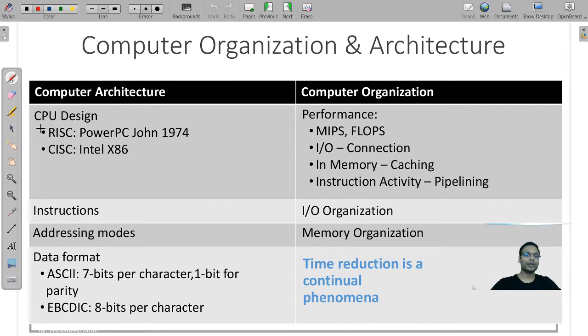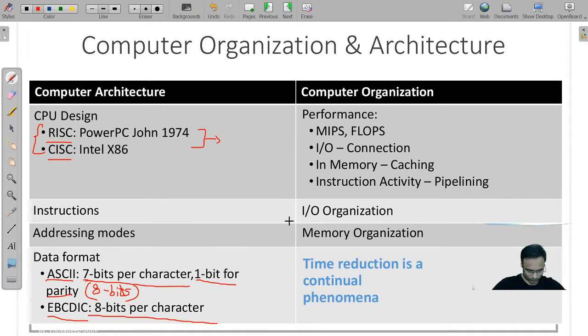CPU design means you need to decide between these two types of design, RISC and CISC. Now, I'll tell you the difference once the entire architecture part is completed. Once the entire architecture part is completed, I'll tell you what is the difference between RISC and CISC processors. Then instruction and addressing mode I have given you. ASCII, if you talk about more detail, is an 8-bit representation for a character. Among those 8 bits, you use 7 bits for character representation and 1 bit for parity. Extended BCDIC uses 8 bits, all 8 bits for the character.